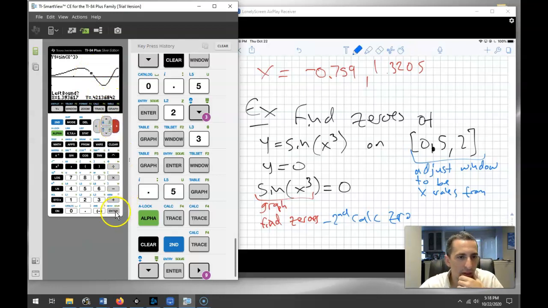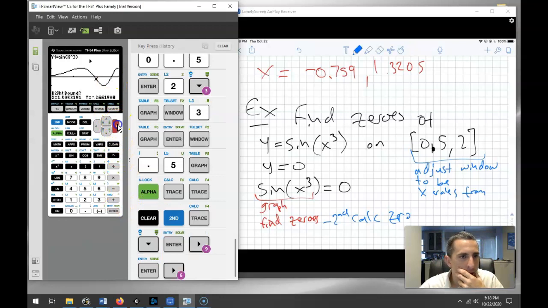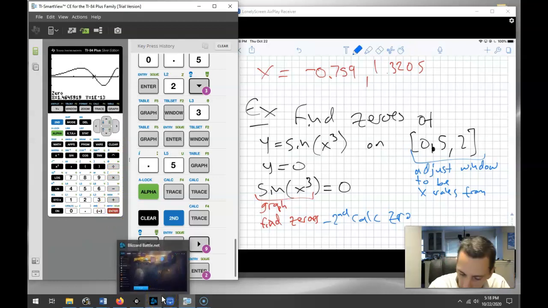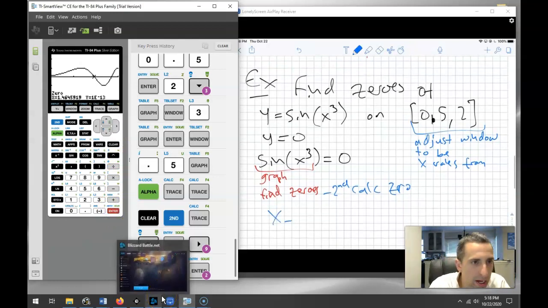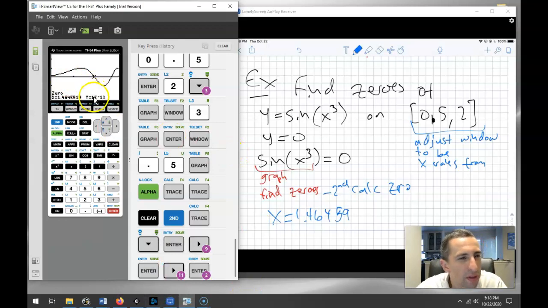Okay, so let's go ahead and do that. So I'll do left bound and then right bound. Okay, so I'll just hit enter. It's going to tell me to guess again or whatever. Just hit enter again. And there it gives me the 0. So it tells me the first one there is 1.46459. Great. This y value is 1 times 10 to the negative 13th. That's really close to 0. Your calculator tried its best to get exactly 0. Trust me, it's fine. Now, when I want to find the second 0, I just repeat this process.